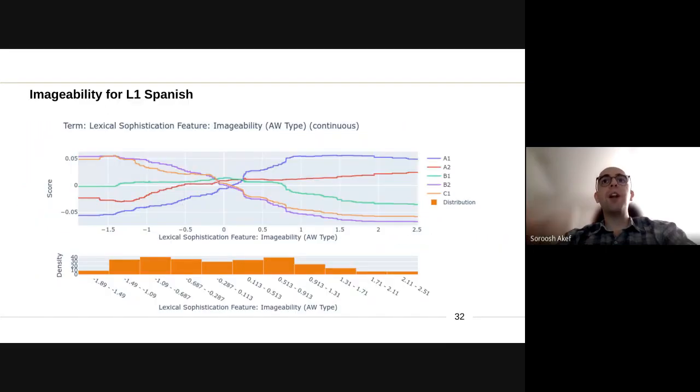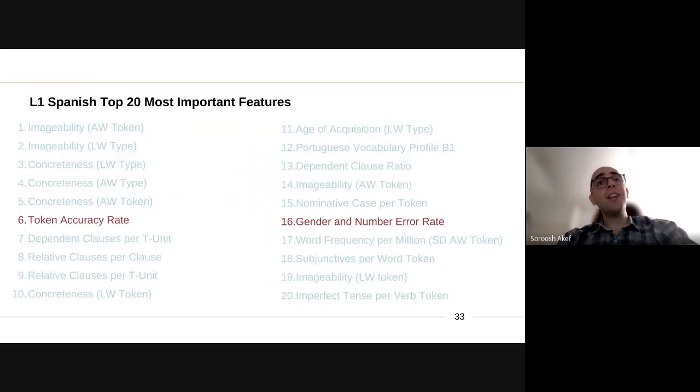And then when we plot how the model uses imageability for predicting proficiency, we can see, okay, this is exactly how we expect it to be. So A1 learners are using more imageable words, more concrete words, and C1 and B2 learners are using less imageable words. So this is a sensible way to predict proficiency. And then there's something interesting also happening. So here we're seeing that the model is actually using gender and number error rates.